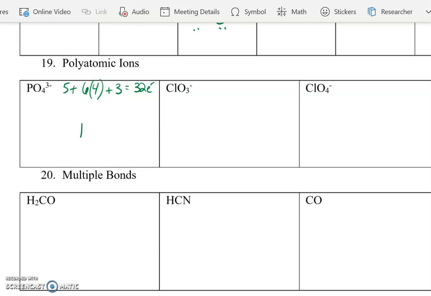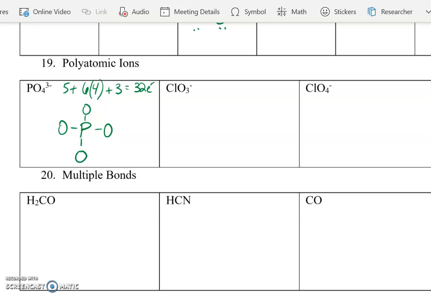Our least electronegative atom is phosphorus. It goes in the middle. And we've got 4 oxygens. We're going to put 1 on each side of the phosphorus. We're going to start out with single bonds. Let me spread this out a little. We're going to make sure each atom has the octet rule satisfied.